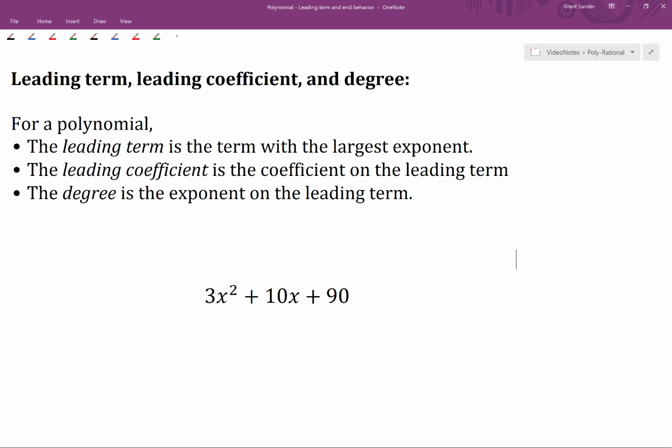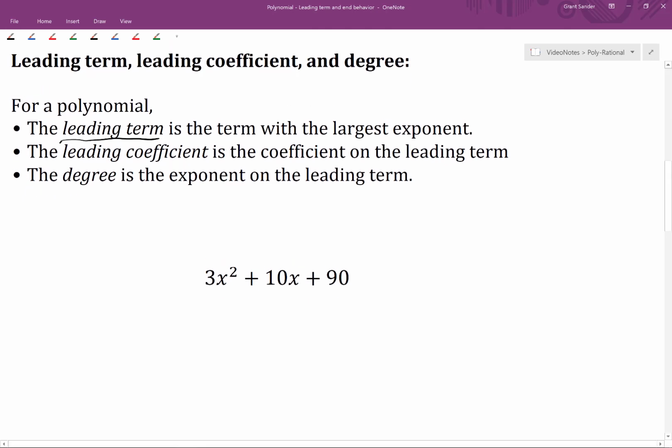In this video, we will explore how the leading term of a polynomial impacts the end behavior of the polynomial. For a polynomial, the leading term is the term with the largest exponent. And then the leading coefficient is the coefficient on that leading term, and the degree of the polynomial is the exponent on that leading term.